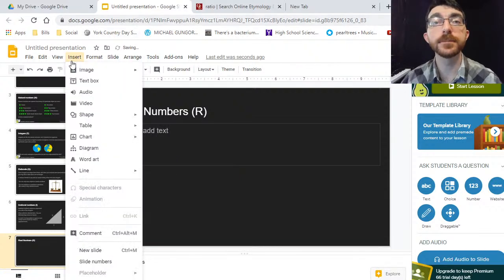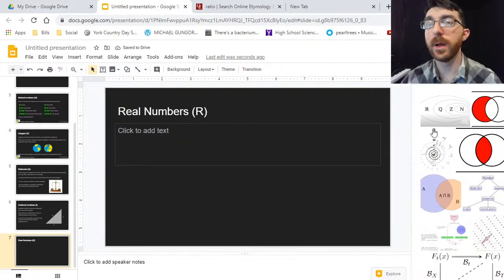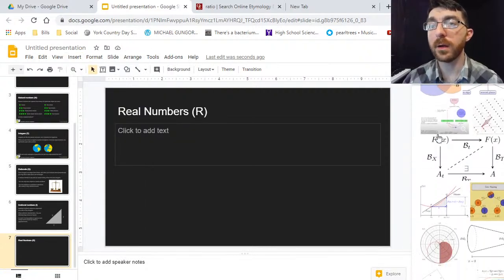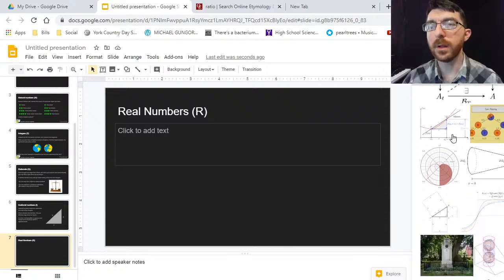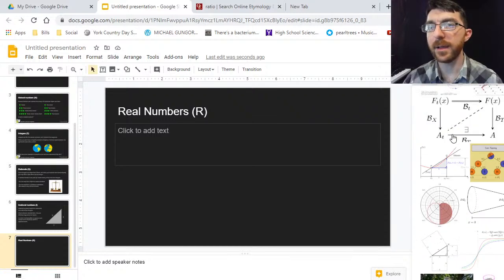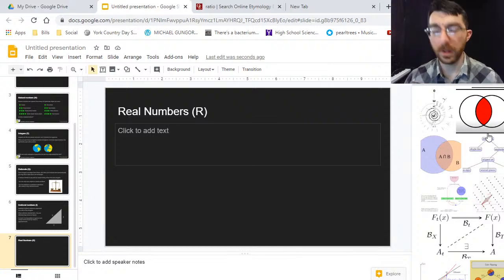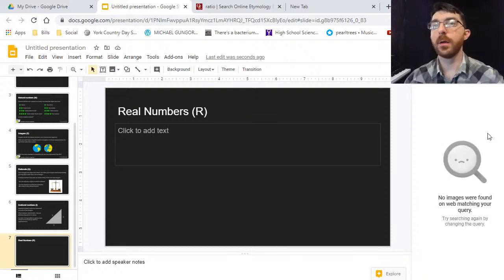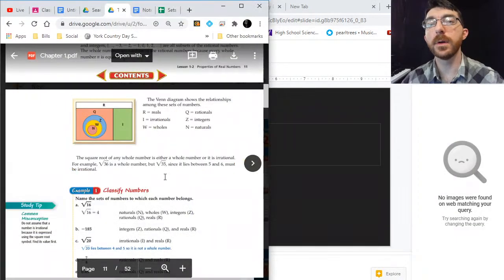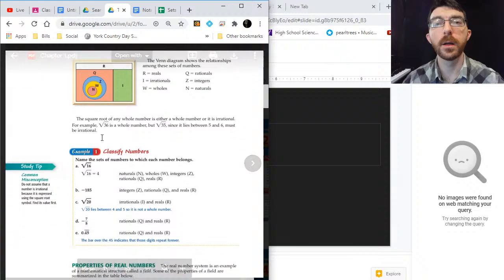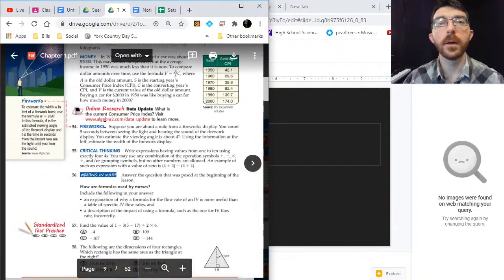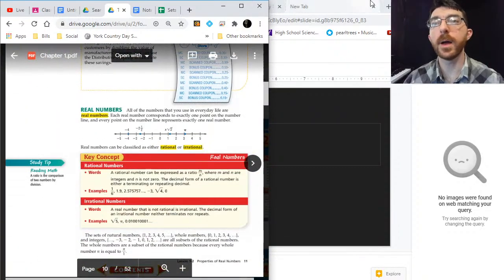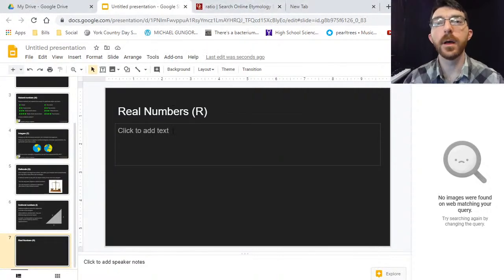Come on, man. Insert image, search from web. I just want a Venn diagram of number theory. Is this just too much to ask? Real, rational. You know what? Maybe I should put it in symbols. R, I, Z, Q, N. Oh, figures. All right, I'm gonna get that picture later then.